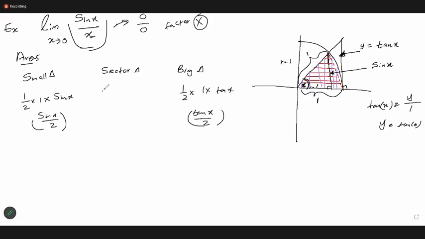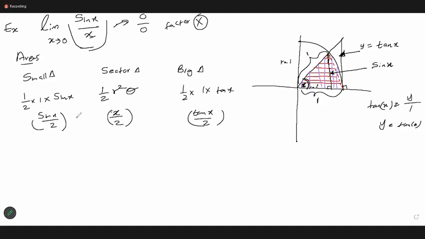mathematics, right? So you can just write half r squared theta. This is the equation for area. You need to find the area of a sector, right? So this one you need to remember. Just apply this. r is 1, theta means x. x is in radians, okay? Then you have the answer for this: x divided by 2.